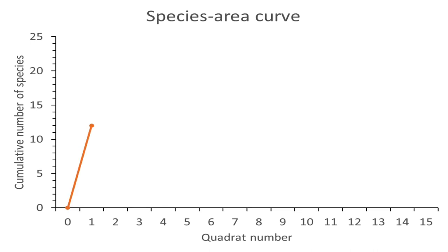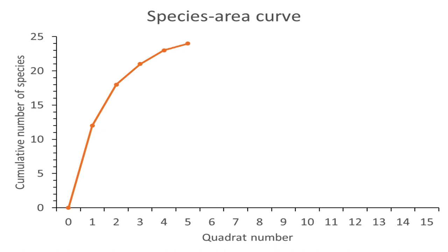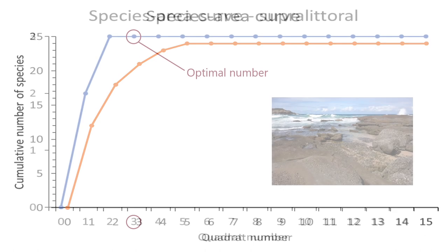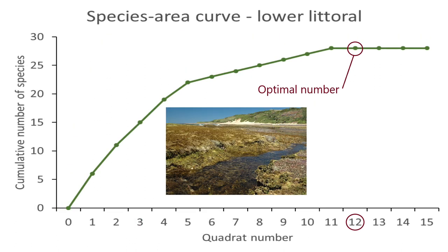One way to represent this is to construct a species area curve. Species area curves increase rapidly at the start as new species are captured, but as they start to flatten out, this is the point where quadrat sampling is usually stopped. In the supralittoral zone, it may be that only 3 or 4 quadrats are needed, but in the lower littoral, maybe more than 10 are needed.